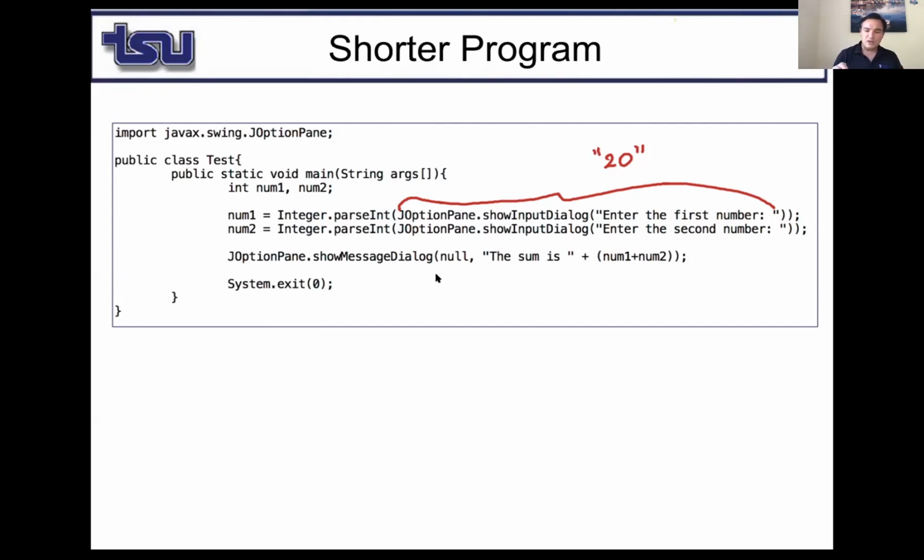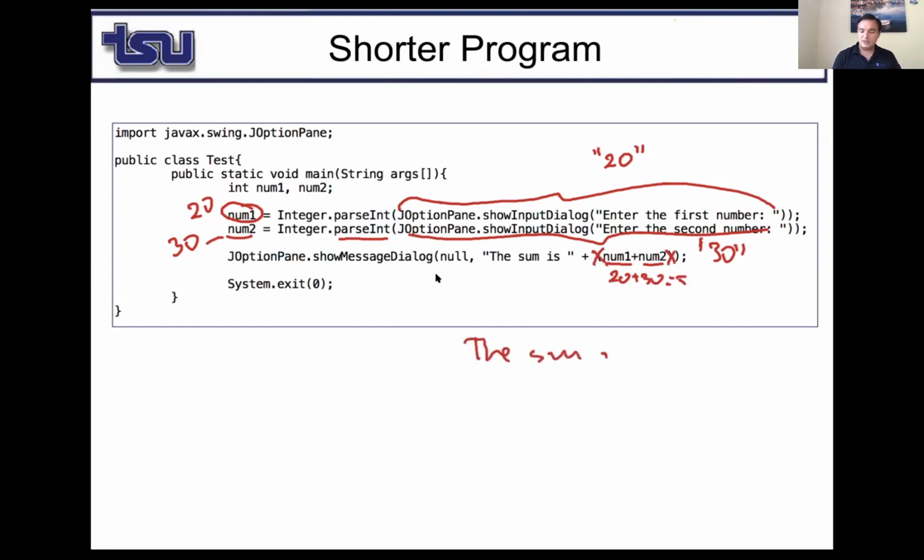And with parseInt, I automatically convert "20", so this becomes number 20. Similarly, for the second, I enter 30, and it automatically converts it right here to 30, okay? And then you can say the sum is, you add num1, num2, 20 plus 30, 50. But if you don't have those parentheses, be careful. It's going to print this one. The sum is, it's not going to print 50, okay?